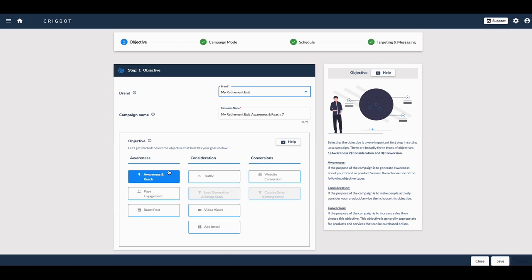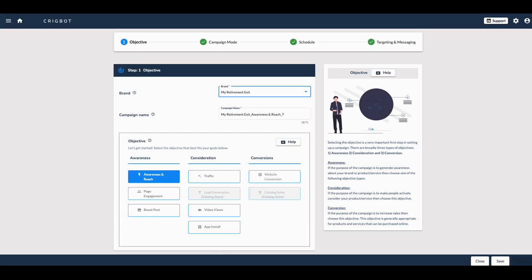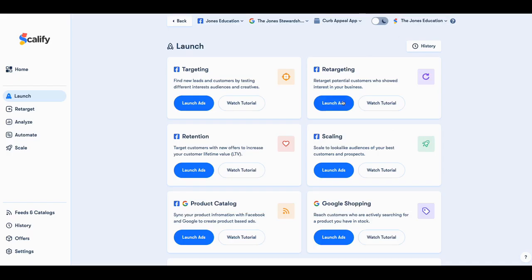I will give one check mark to Crigloo because Scalify doesn't allow me to jump in with two feet. What Scalify does is, hey, we're ready to go. We're going to target new leads and test them, so I'm already spending money to do research, versus having an opportunity to do awareness and reach and see who's interacting with my brand. That's important instead of just jumping into retargeting. Retargeting is an advanced strategy, along with scaling, lookalike audiences, and retention.